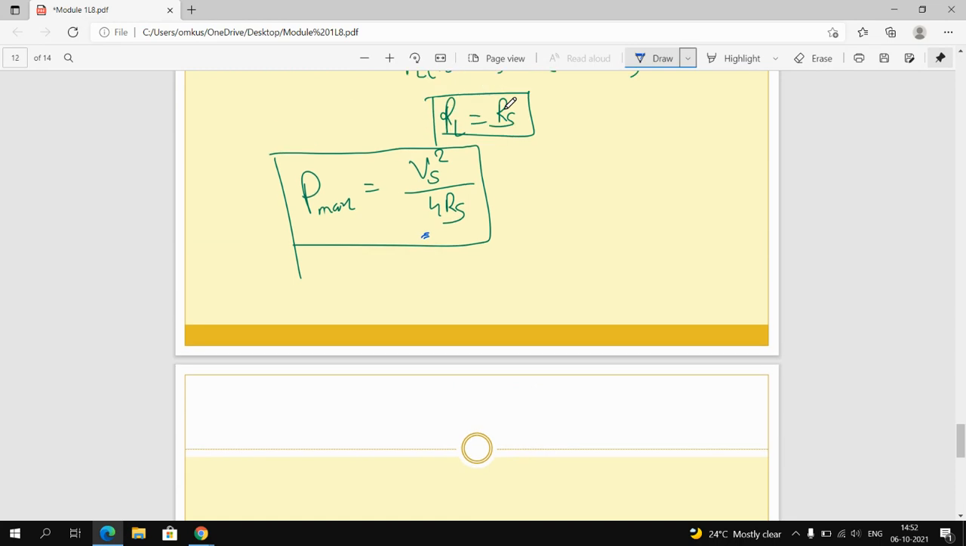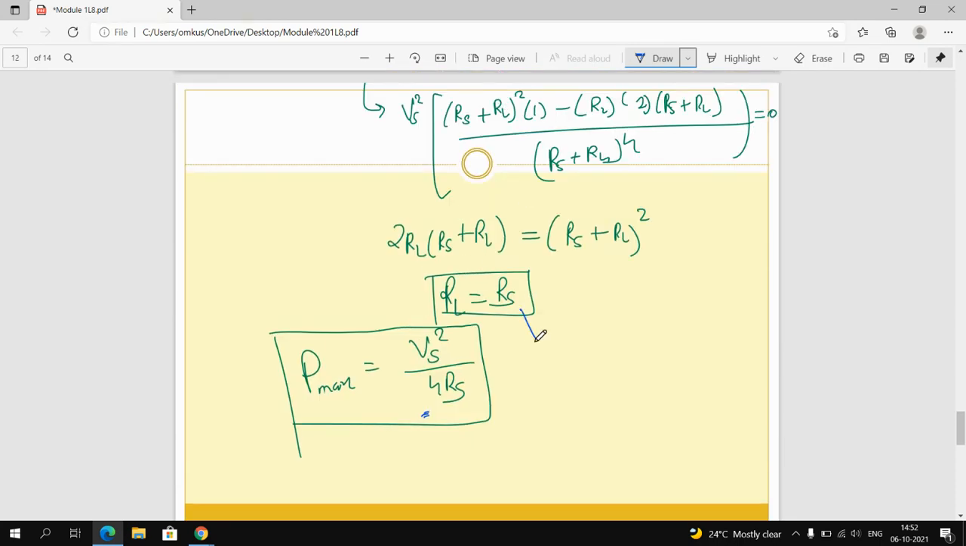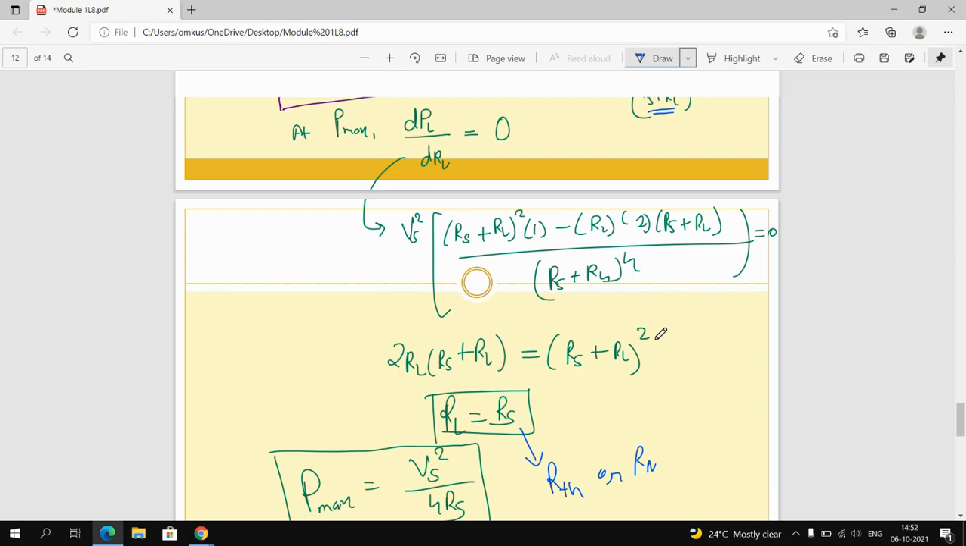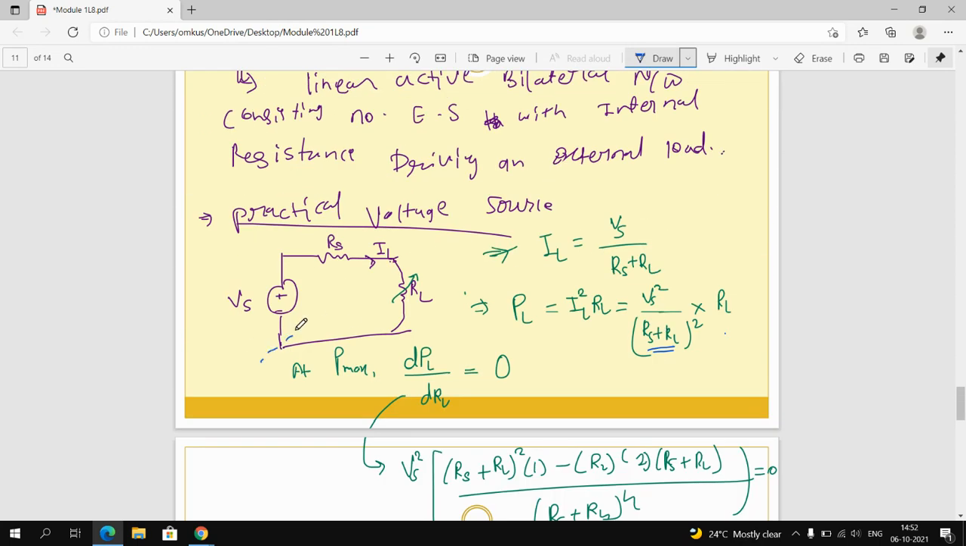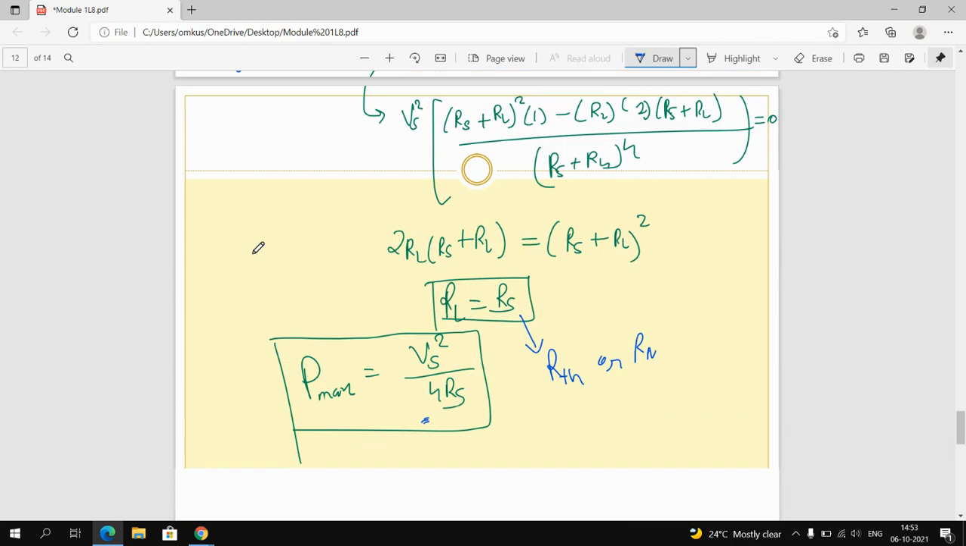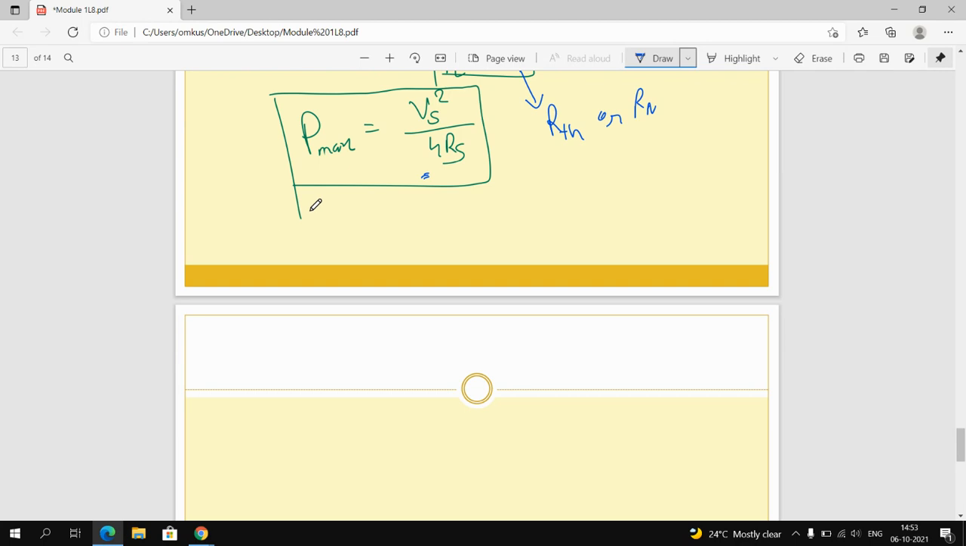And this Rs, you can also say that this is Rth or RN. Why can you say that? See, observe that network, this is a Thevenin's equivalent circuit, right? That's why we call this Vs as Vth and this Rs as Rth. I hope this is clear to you, and this is one formula by which you can easily find the maximum power transfer to the load.